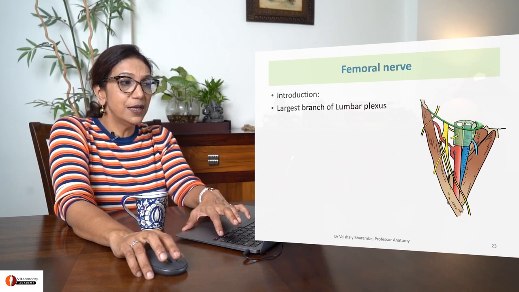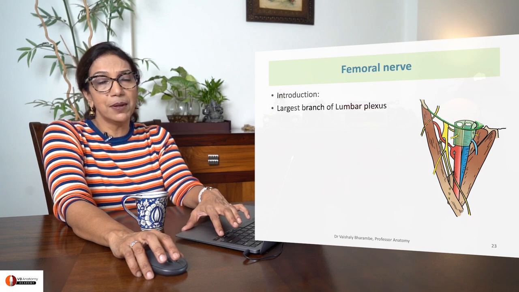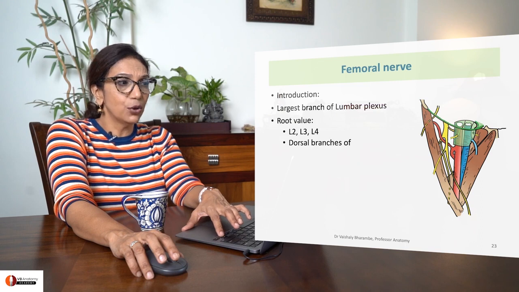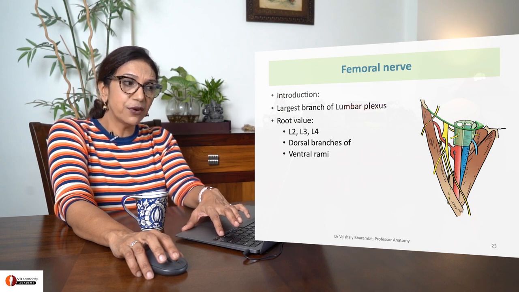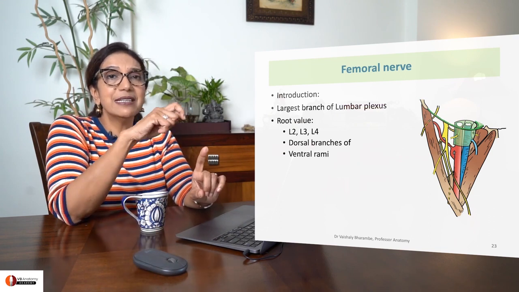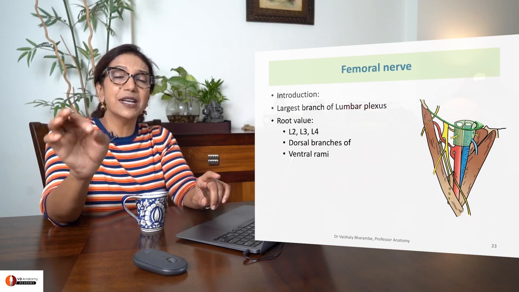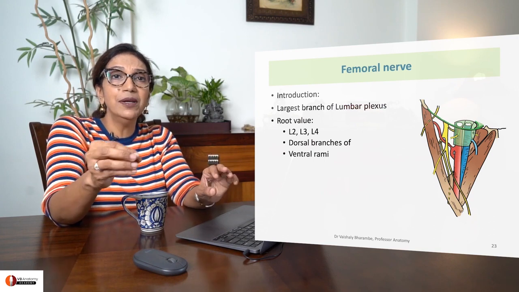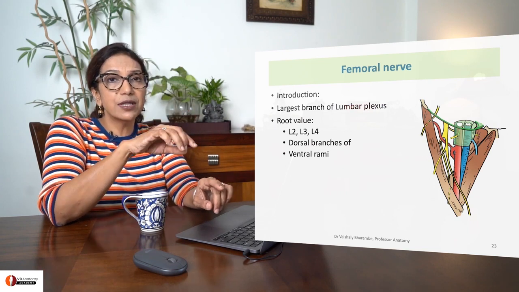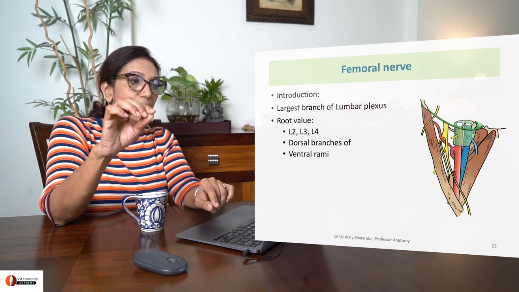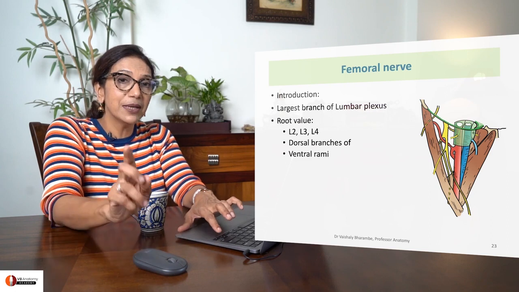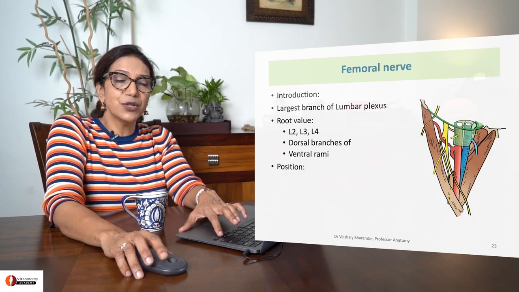The femoral nerve is the largest branch coming from lumbar plexus, L2, L3, L4. Question is, is it dorsal branches, ventral rami, how do you remember? So remember one thing, the plexuses are always formed by ventral rami. Only thing you have to really remember is dorsal branches or ventral branches. So in this case, it is dorsal branches of ventral rami of L2, L3, L4. All plexuses are made up of ventral rami. Remember that.